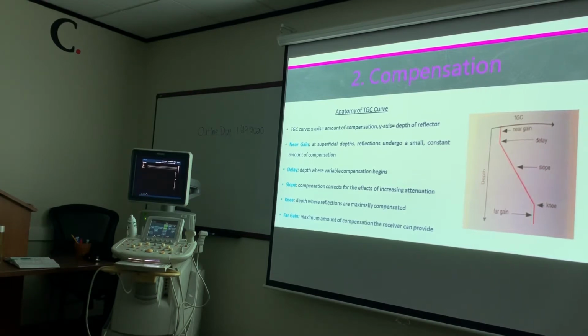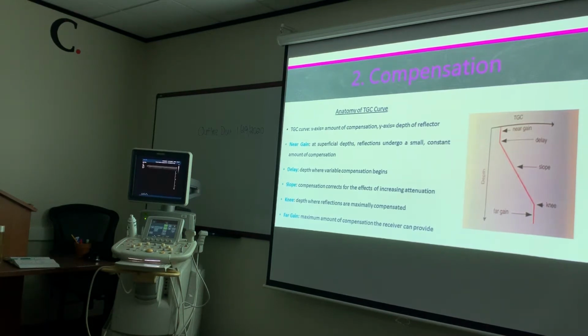All right. And then we have the far gain, guys. That's the maximum amount of compensation the receiver can provide. And we have our TGCs all the way to the right. That's the maximum amount of compensation we can provide right there. Okay. So like I say, try not to get stuck. Move your TGCs back to the middle. Press eye scan, use your receiver gain, and then adjust your TGCs.